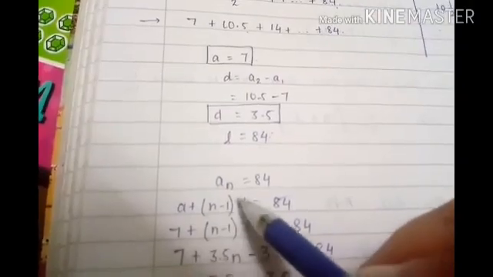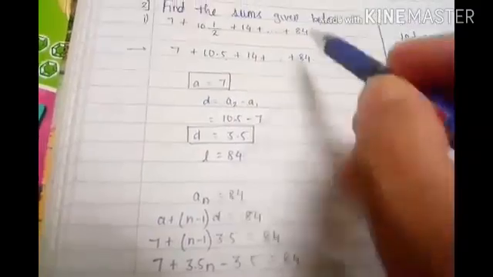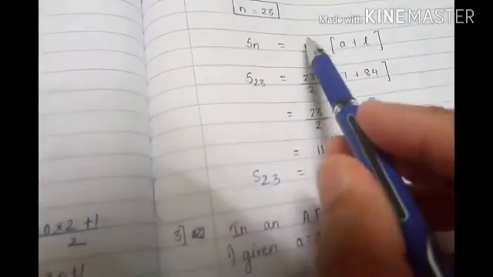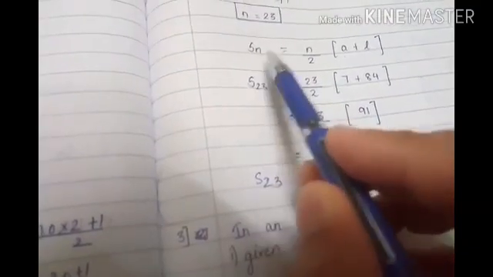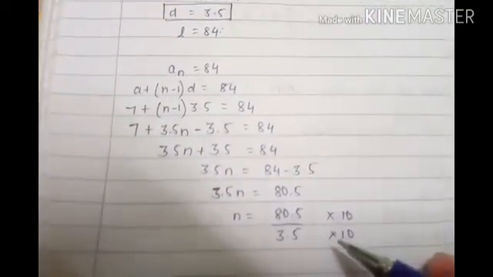An is A plus n minus 1 into D. It is given as 84, the last term, but we don't know how many terms there are, so we find it first. Why do we find it? Because we need it in the formula n upon 2. If we don't know n, we cannot find Sn. Hence we are calculating n here. Substitute the values, and at the end you get n as 23. All these steps are basics of maths.